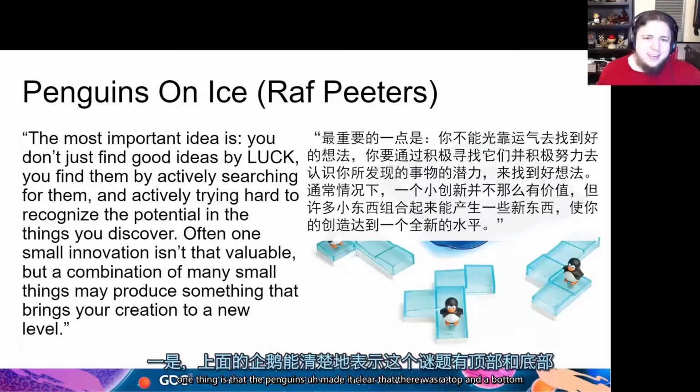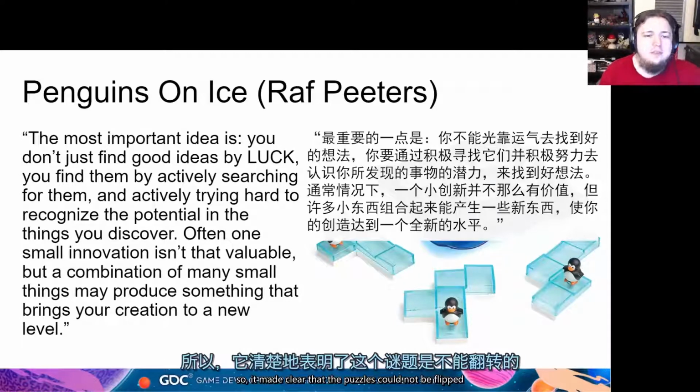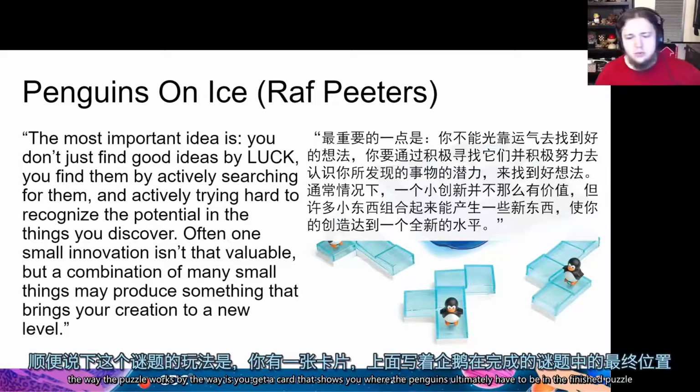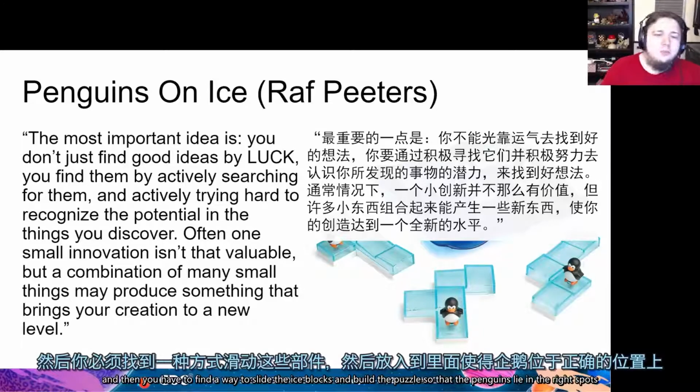One thing is that the penguins made it clear that there was a top and a bottom, so it made it clear that the puzzles could not be flipped. The sliding allowed the pieces to reach more configurations, which made more possible instances of the puzzle. The way the puzzle works, by the way, is you get a card that shows you where the penguins ultimately have to be in the finished puzzle, and then you have to find a way to slide the ice blocks and build the puzzle so that the penguins lie in the right spots.